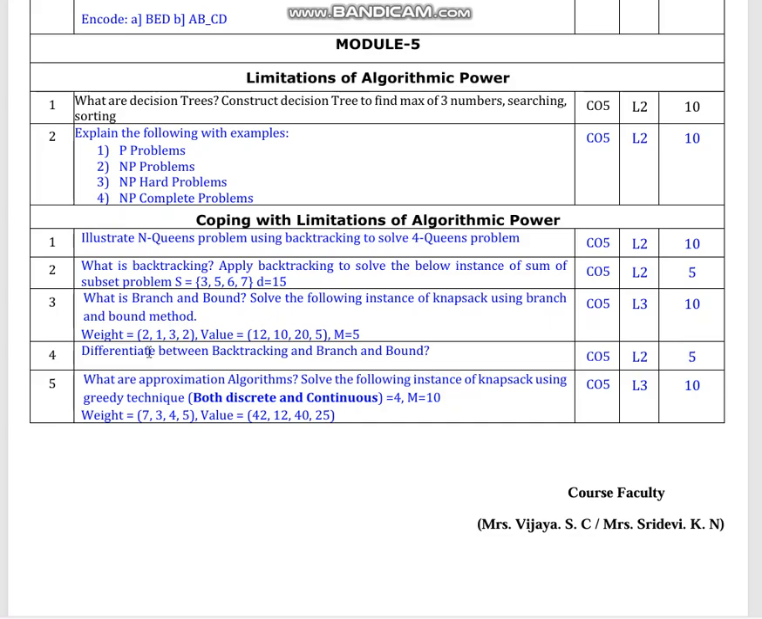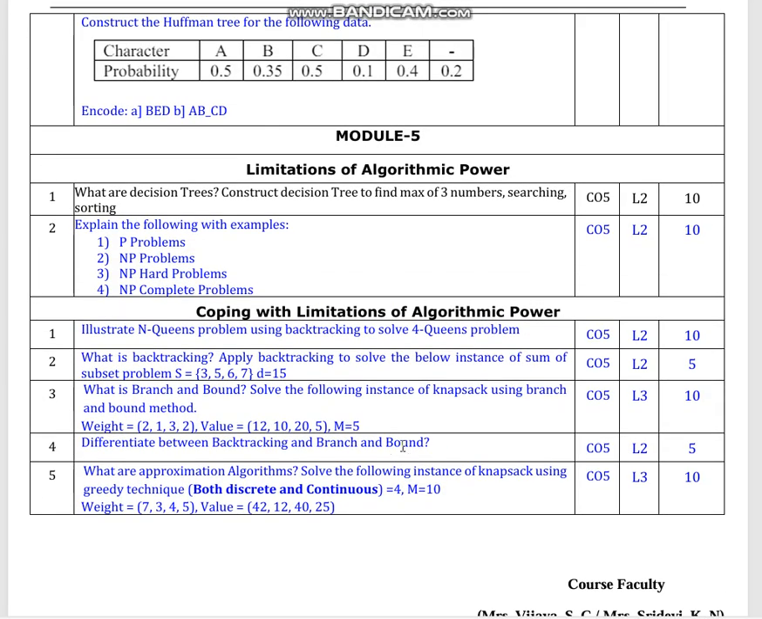Module 5, these are the questions repeatedly asked: that is NP and NP-hard, NP-complete problems, N-Queens problem, backtracking, branch and bound, etc. Hope this question bank will be useful for you all.